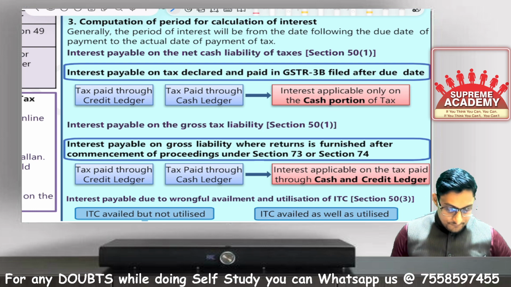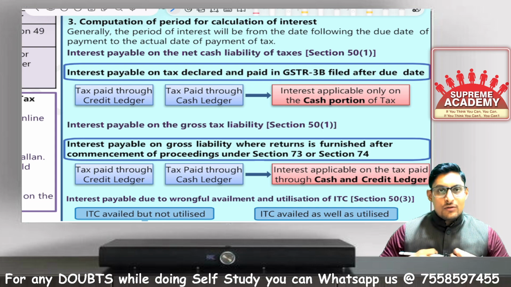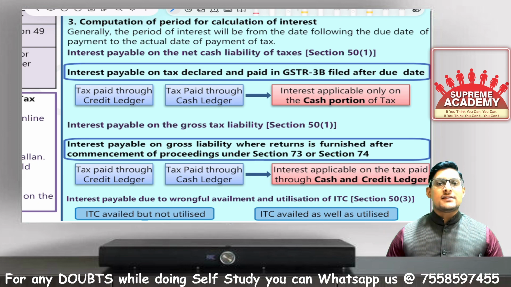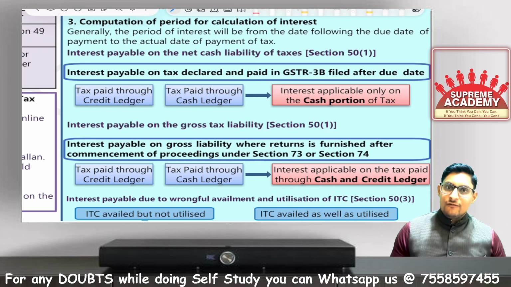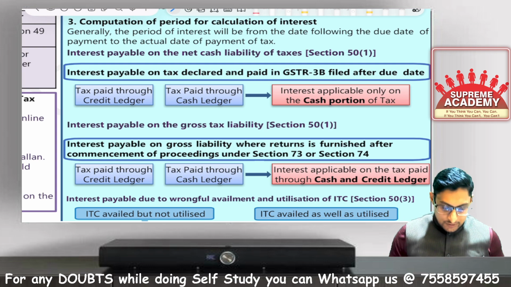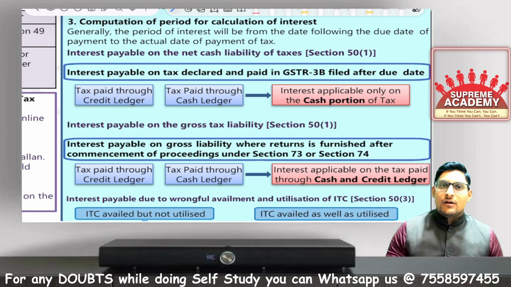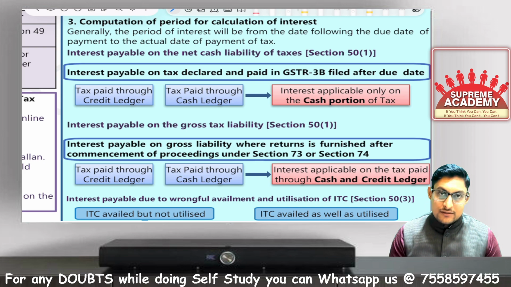Now, in this case, we have filed the GSTR 3B, declared tax and paid in GSTR 3B after the due date. We have done it on our own. Yes, we have recognized that we made a mistake, we delayed the amount of tax, and now we realize it and we are making the payment on our own. Though after the due date, we are making the payment. Then on which portion will the interest be calculated? It will be calculated on the cash portion. On the amount you have paid using the electronic cash ledger, on that amount your interest will be calculated, not on the amount you have paid using the credit ledger.